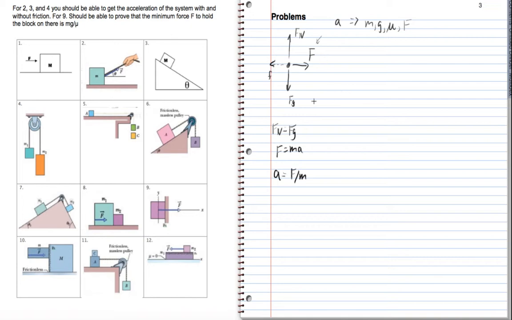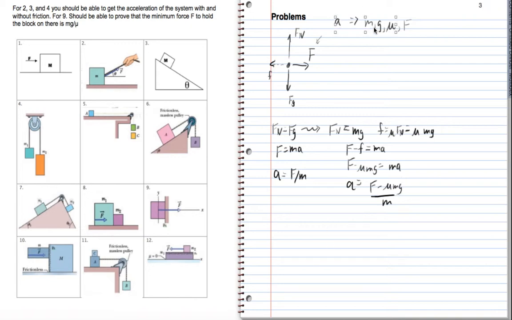Now, when we actually have friction, we're going to need to use this equation, Fn equals the gravity force, which is the same as the weight, so that's mg. And so we can get our friction as mu times the normal force, which is going to give us mu times mg. And so in that case, when we set up our horizontal equation, we have F minus the friction equals ma. That's F minus mu mg equals ma. So our acceleration is going to be F minus mu mg all over m. So that's how we get our acceleration in that particular case.